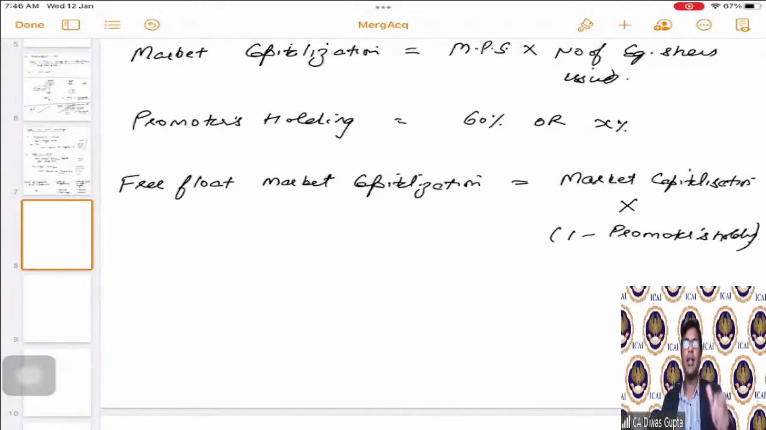So 40%, in case, let's say there is a 60% promoter holding. So 40% of the total market cap will be called free float market capitalization. That means that market capitalization is able to freely float, is able to freely trade in the market.